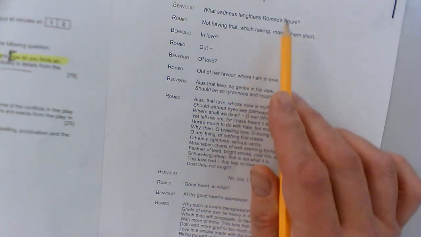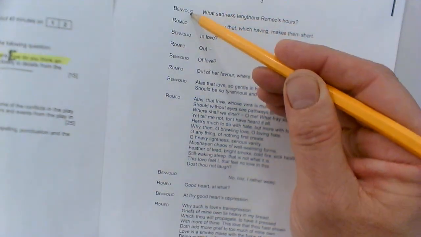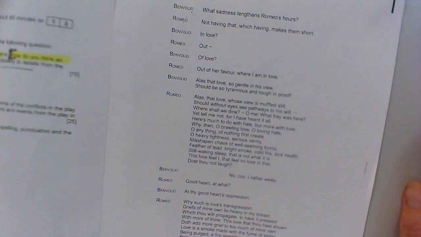So I'm looking over now at the extract and I can see, oh yeah, there it is: "What sadness lengthens Romeo's hours?" So now I'm thinking, when do we see Benvolio and Romeo together and when is Romeo sad? And that's quite obvious to me. I think it's near the start where he's pining over Rosaline. He hasn't met Juliet yet. He loves her, she's not interested in him. We know that Romeo's mum and dad are both quite worried about him, so they've asked Benvolio to find out what's happening. And that's all I would write as my overview.